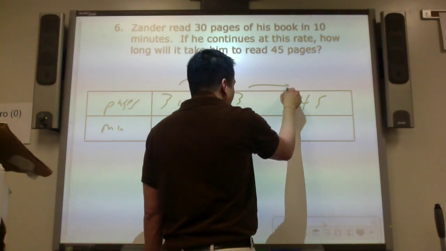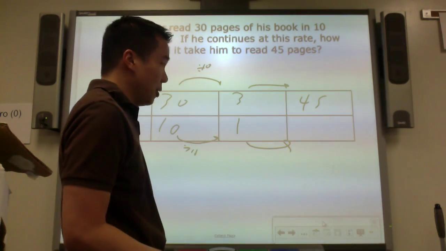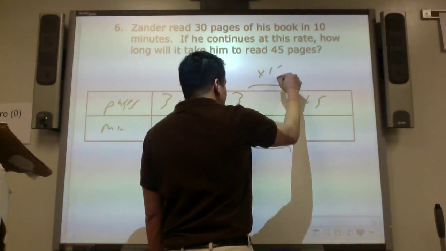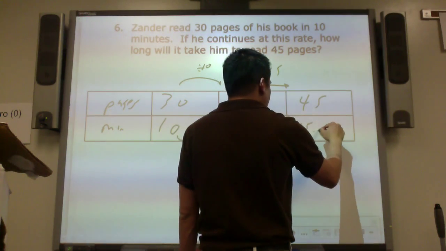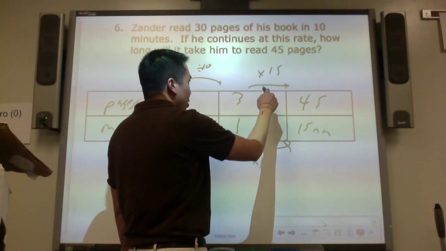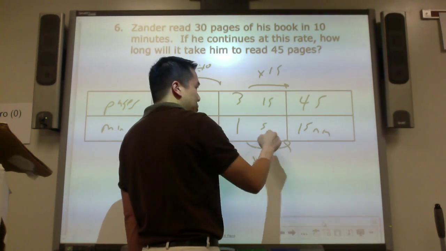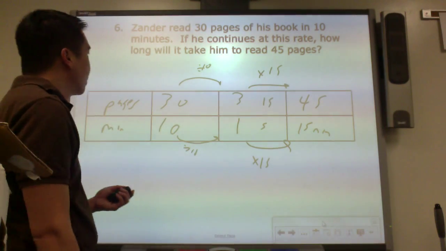Now, can I build it up? You can build it up in many ways. You can build it up by 15, so 15 minutes. Another way, if you don't know your multiplication so well, you can build it up by 5, you get 15 and 5. Build it up by 3 and get those numbers.